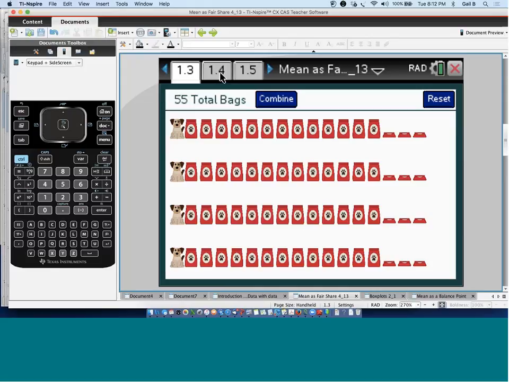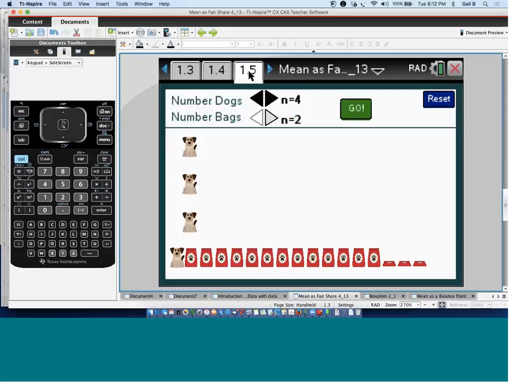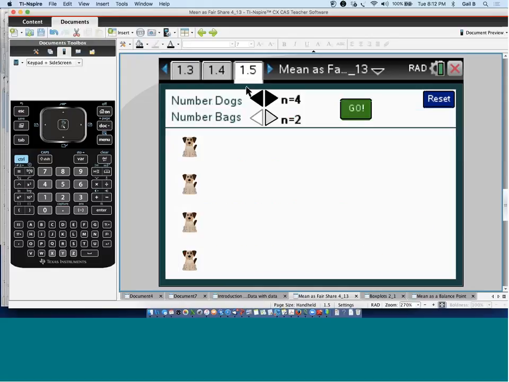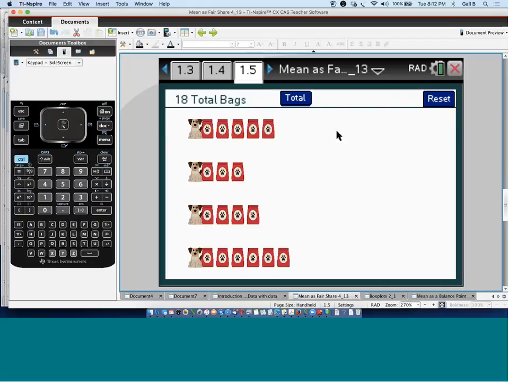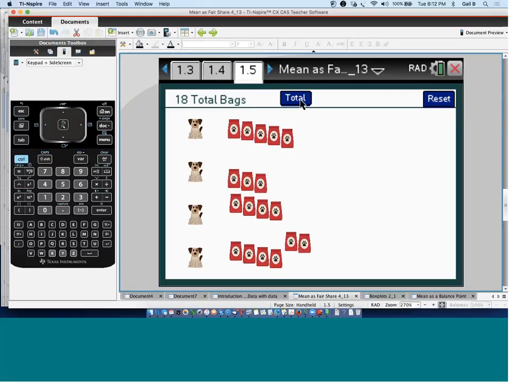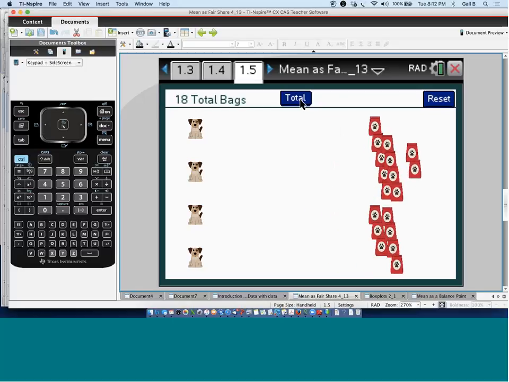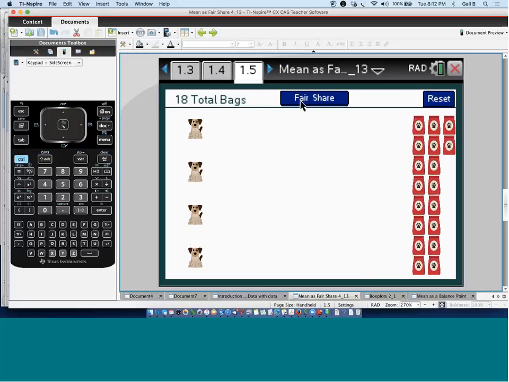But I want to look at another way to think about this. Here's my same 4 dogs. I'm going to give a bunch of dog food. Let's use 18 here. Okay? So I have 18 bags. And this time, I'm not going to take from the most and give to the least. Instead, I'm going to pool all of the dog food. And then I'm going to allocate it by dividing it among those dogs.